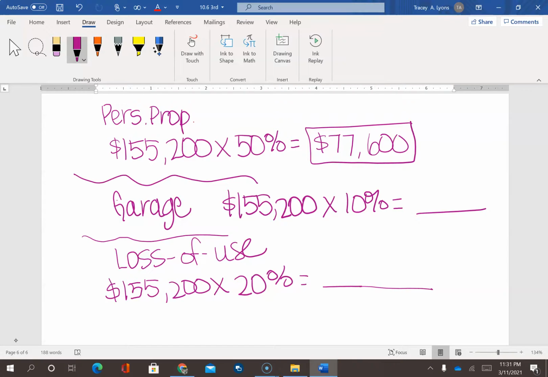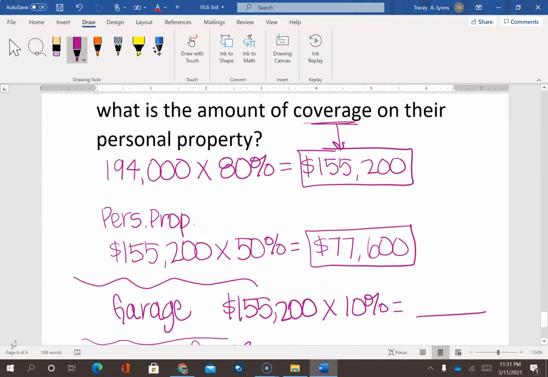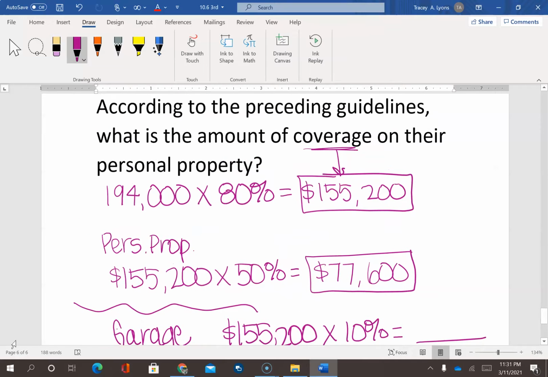Mainly, they're going to ask you for the amount of insurance on the home. That's what we did first. Secondly, the amount of coverage for the garage. That's your 10%. Third, the amount of coverage for loss of use. Again, that's 20%. And D, the amount of coverage for personal property, and that's your 50%. So they're going to ask you to find each of these.